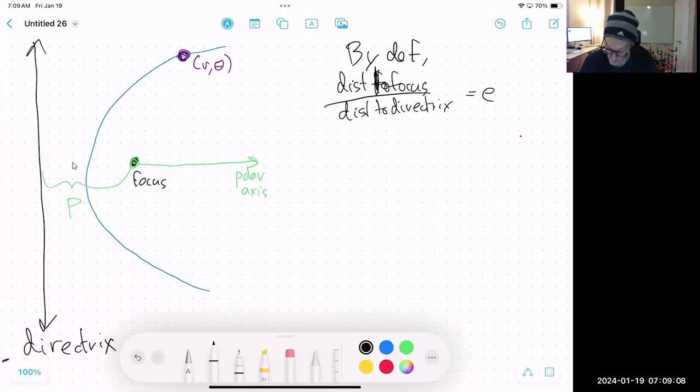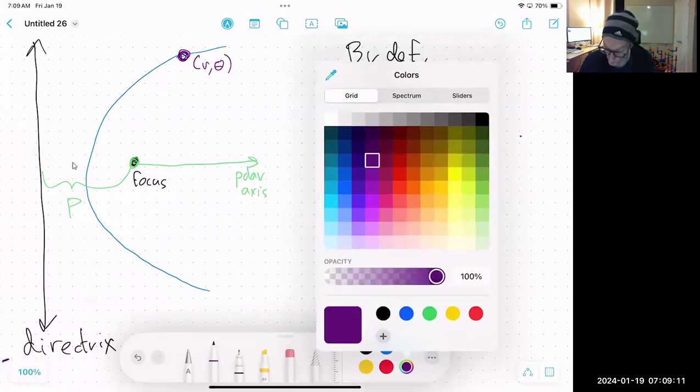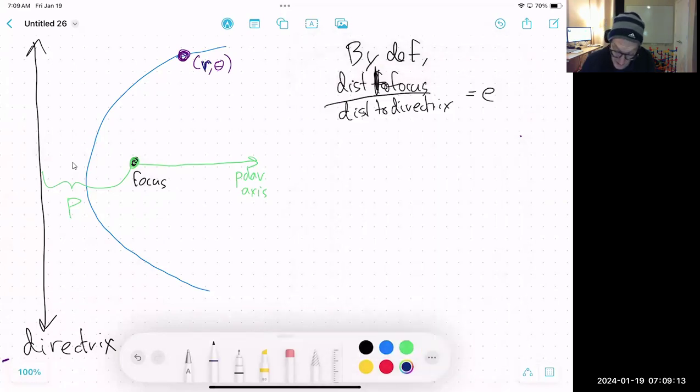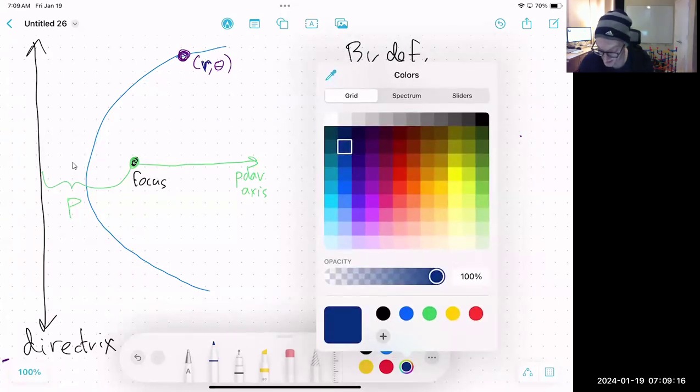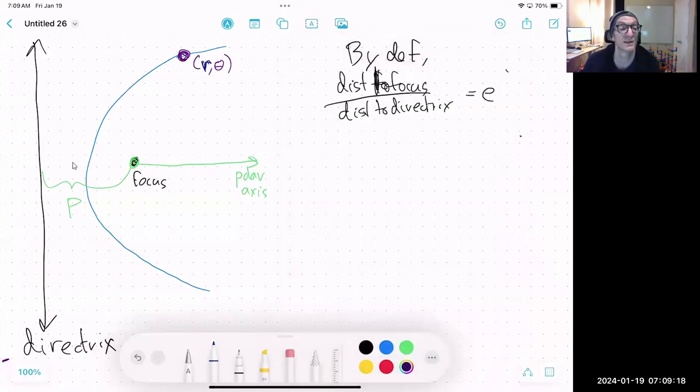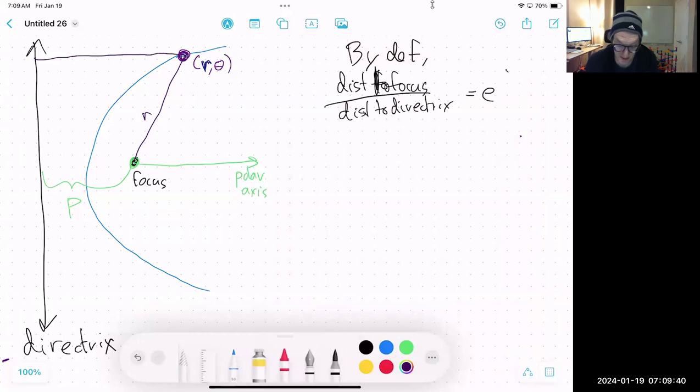Okay, so for this arbitrarily chosen point, r comma theta, what is the distance to the focus? Well, the nice thing about doing this all in polar coordinates, and I've kind of been rambling about this for the past 10 minutes, is that if you place the focus at the pole, then the distance to the focus is automatically just r. And now the next question is, what is this distance here? How far is this arbitrarily chosen point from the directrix?